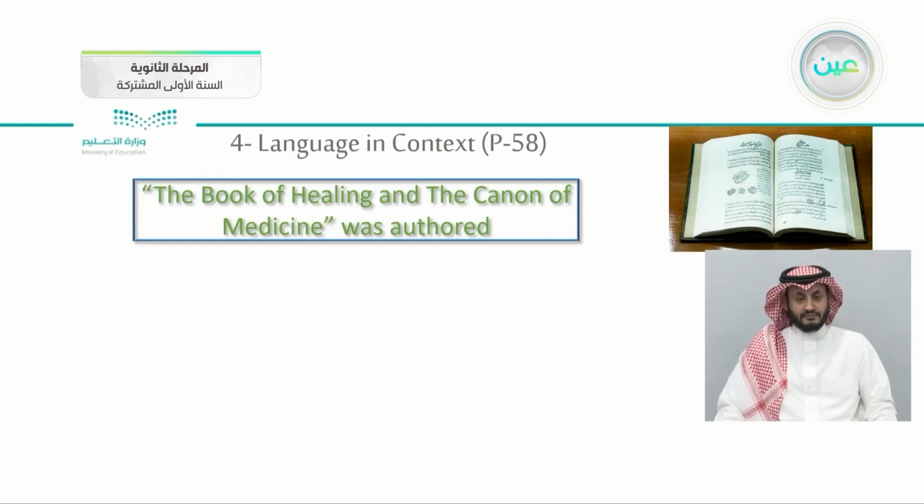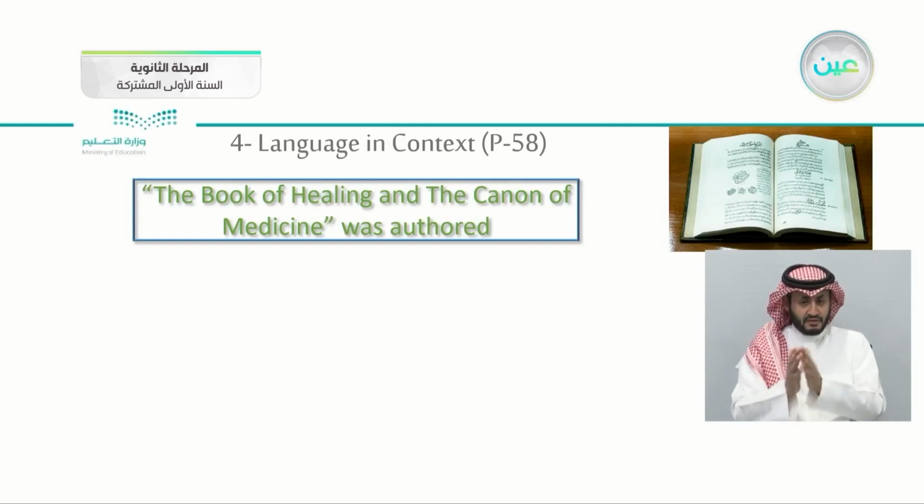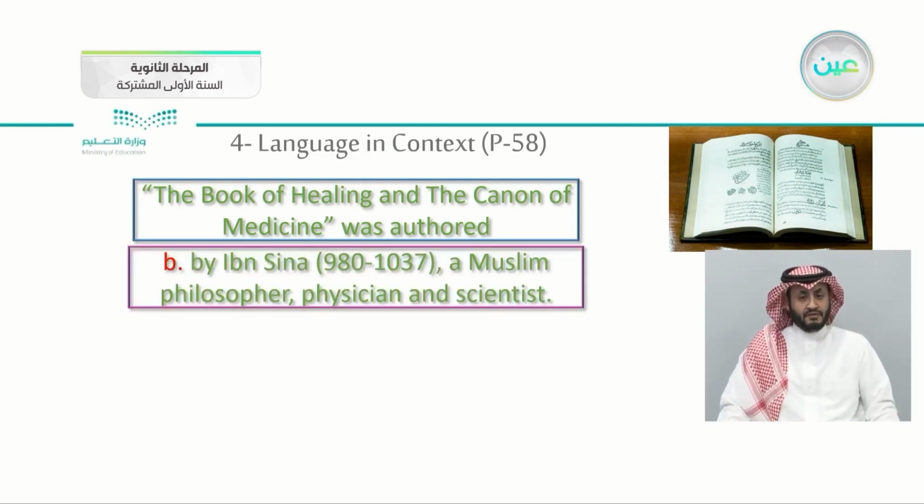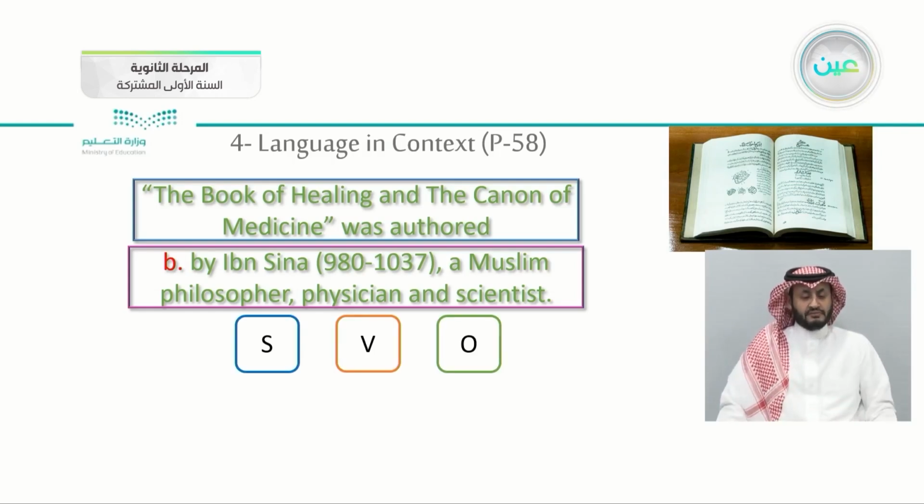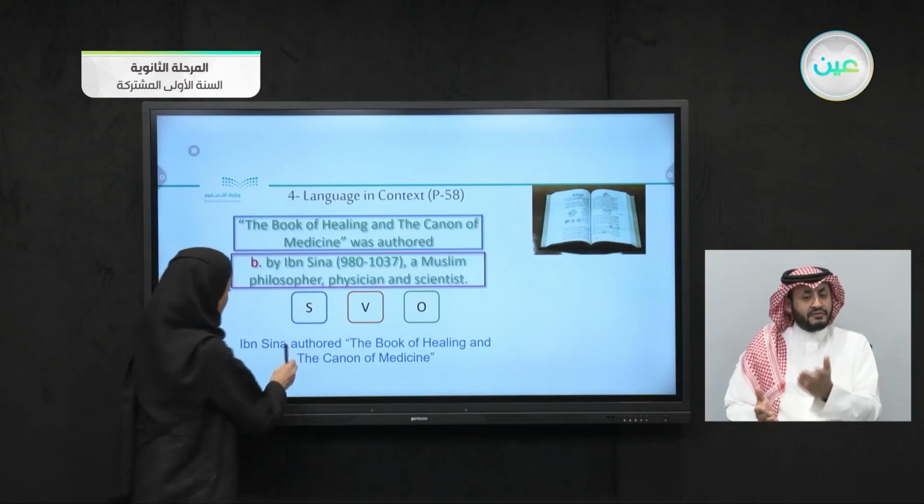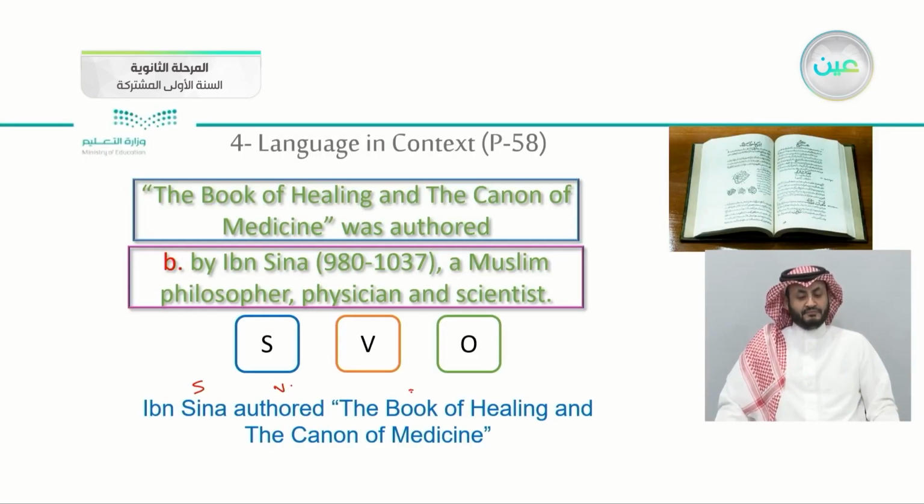Here is one more, the last one: the Book of Healing and the Canon of Medicine. Let's say the book was authored. Who was the writer of that book? He is Ibn Sina, 980 to 1037, a Muslim philosopher, physician, and scientist. If we come up with the sentence in the active, who is he? Ibn Sina authored the Book of Healing and the Canon of Medicine. He authored the book. He wrote the book. Ibn Sina did the action to the book. So this is how to change from passive into active.